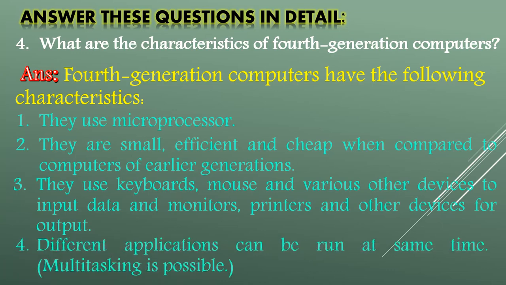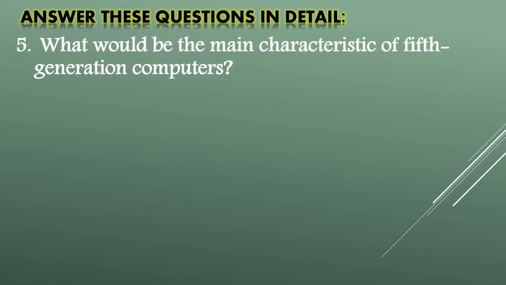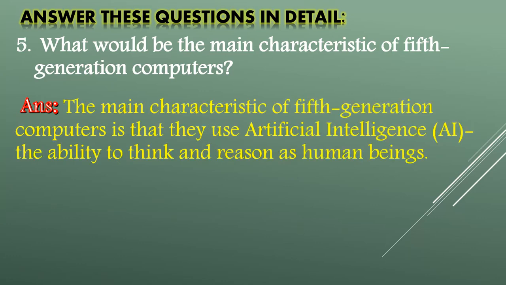Yeah, different applications can be run at the same time. That is called multitasking. Yes, this is possible in the fourth generation. So if you remember these points, then you know the characteristics of the fourth generation computers. I have asked about the fourth generation, so you can learn the first generation also like this. Okay, so what would be the main characteristics of the fifth generation computer? See, as I told, the main characteristic of fifth generation computers is that they use artificial intelligence, the ability to think and reason as human beings. Like these things can be done.